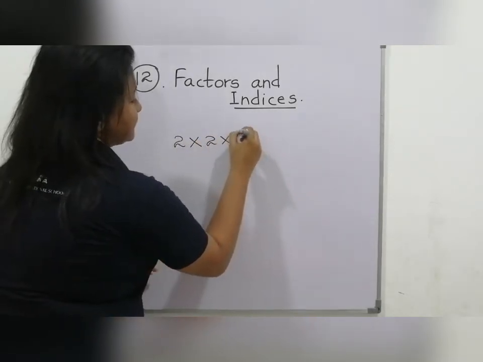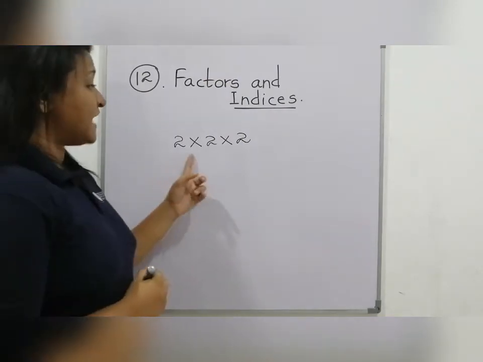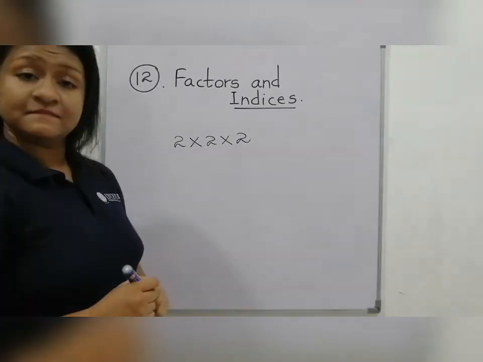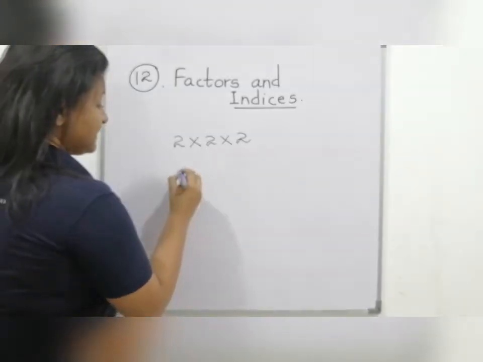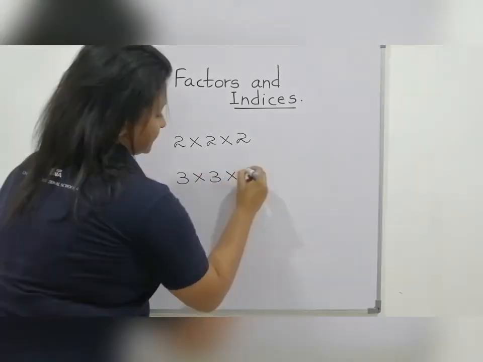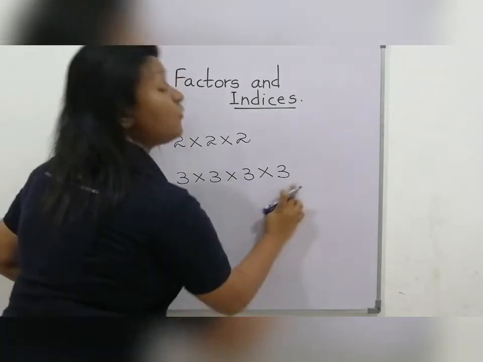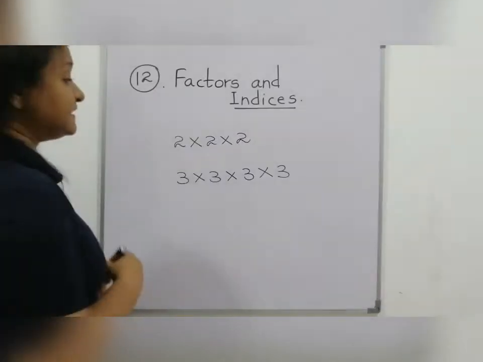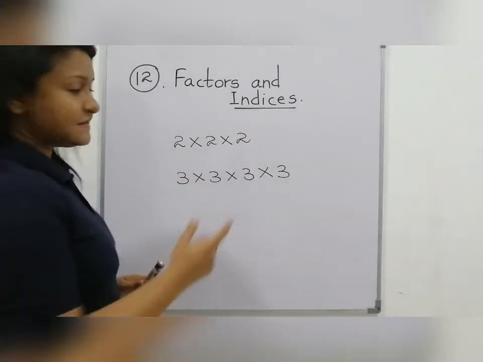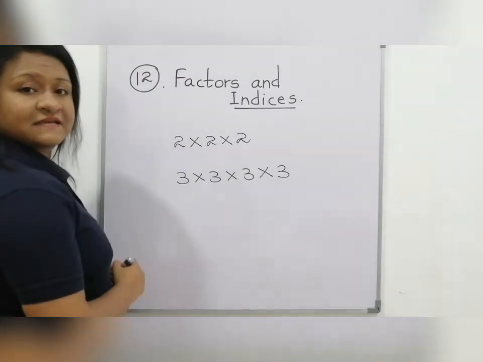a multiplication like this. This number 2 has been repeatedly multiplied 3 times. Then you have another multiplication. The 3 has been multiplied 4 times. The same number has been repeatedly multiplied.